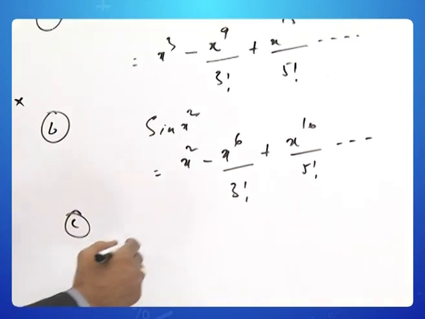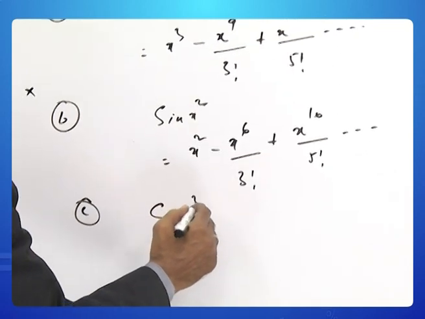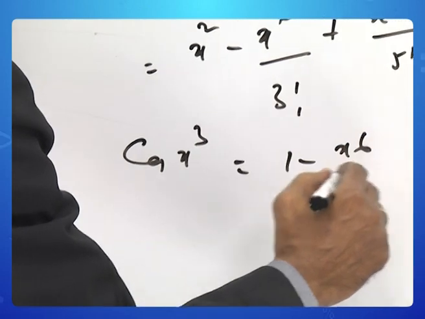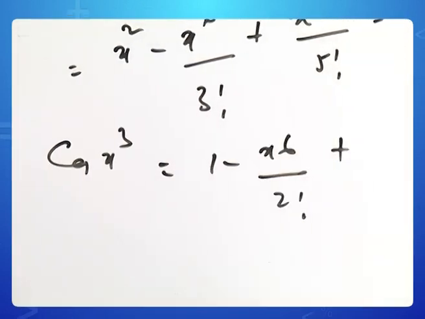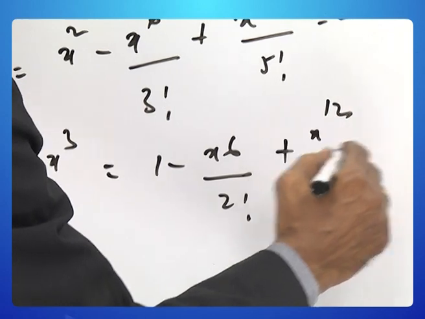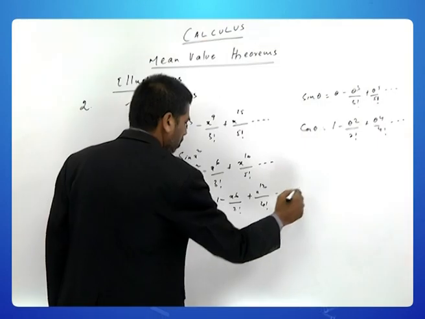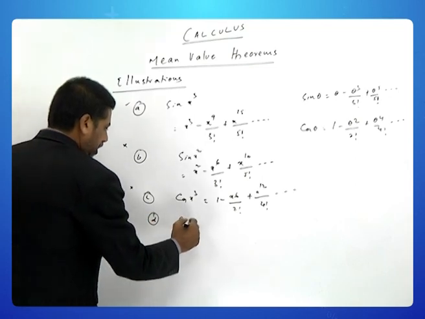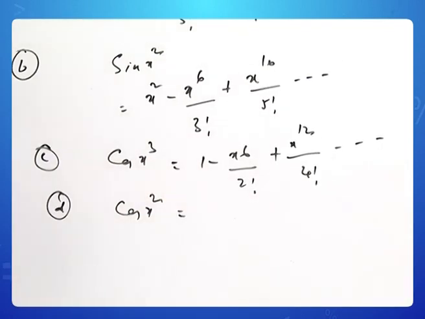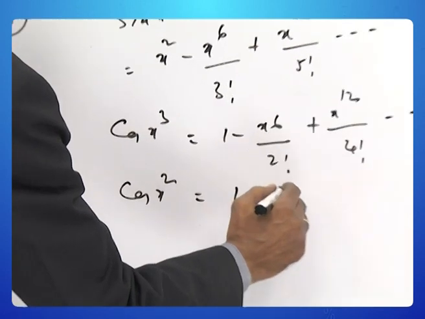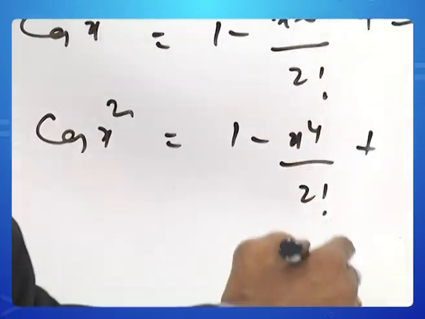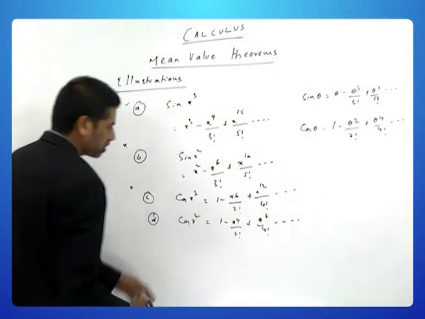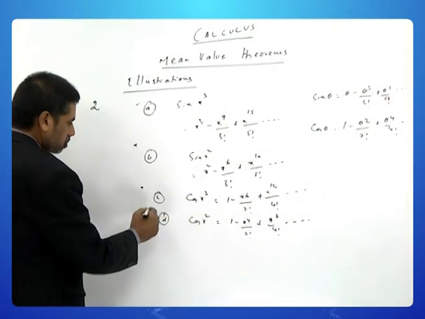When you go to C, we got cos x cube. This will be 1 minus x to the power of 6 by 2 factorial plus x to the power of 12 by 4 factorial and so on. Again even powers ruled out. And when you go to cos x squared, we will have 1 minus x to the power of 4 by 2 factorial plus x to the power of 8 by 4 factorial and so on, which consists again of even powers. So, this also is ruled out.